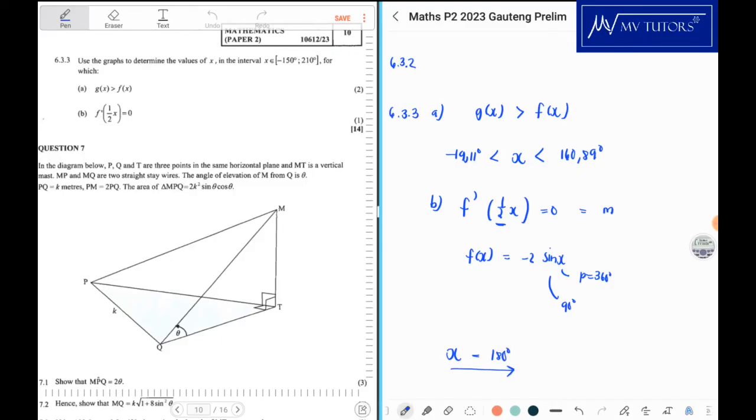If not, please just comment down below and I'll try to explain in written words. But that concludes our question 6, and yeah, let's do question 7 later on.